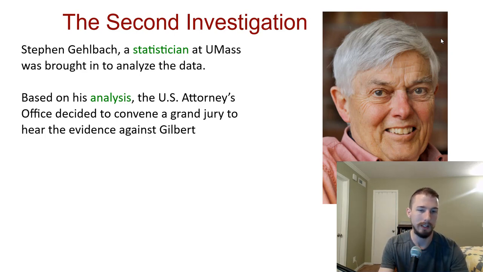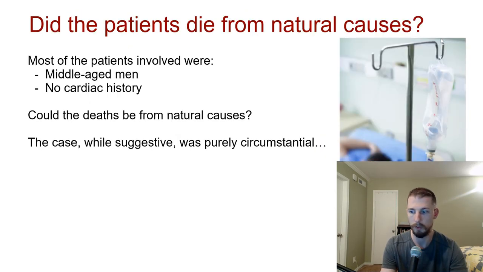So based on his analysis of the data, the U.S. Attorney's Office decided to convene a grand jury to hear the evidence against Gilbert, to see if there was enough evidence to go on with and press charges, I suppose. Anyway, did the patients die from natural causes? This is a big question. So the patients that died, was it from natural causes, or was there foul play?